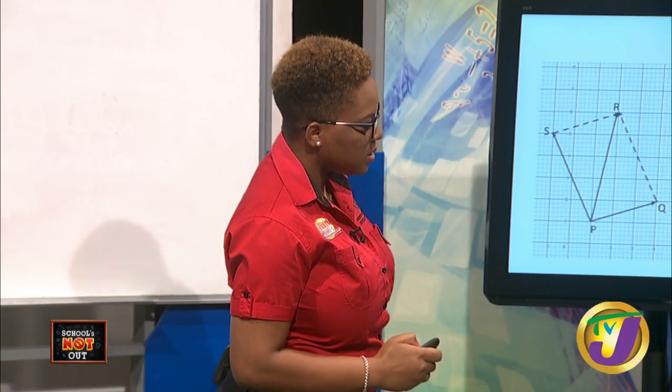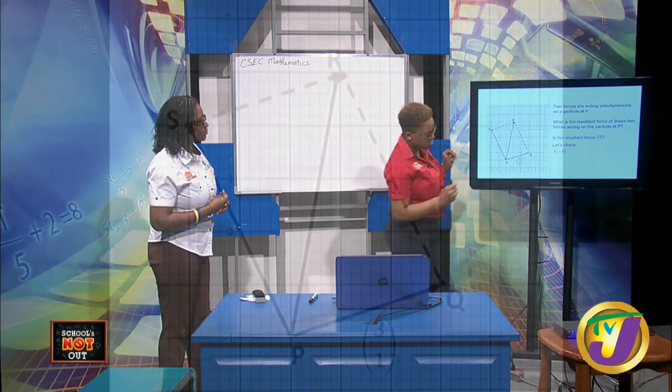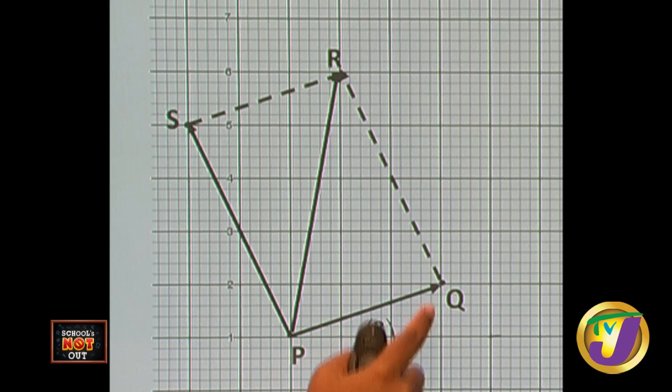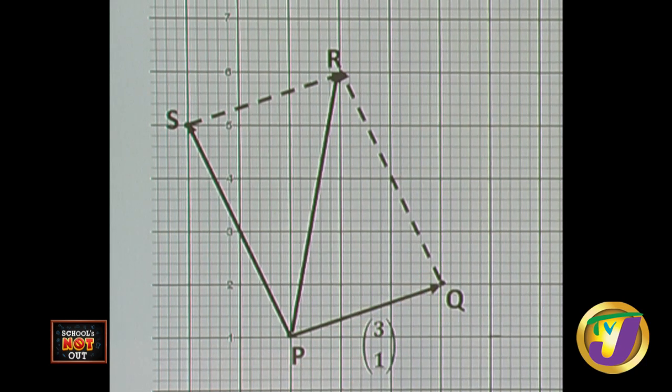So you know what I want you to do for me? Add them up? I want you to add vectors PS and PQ. All right, so I know that PQ is (3, 1). Let's check. We get the horizontal distance first, so that's 1, 2, 3 movement, and then 1 up. So that's (3, 1).